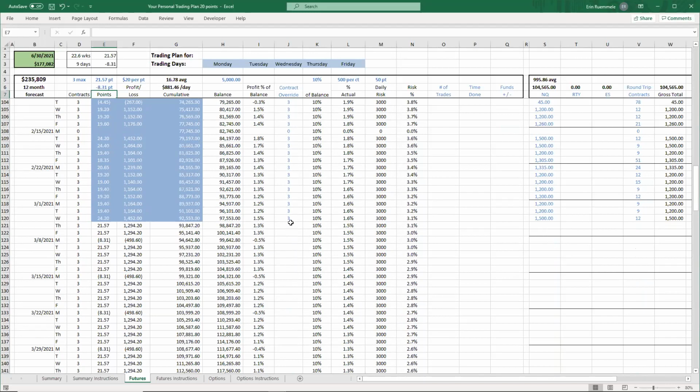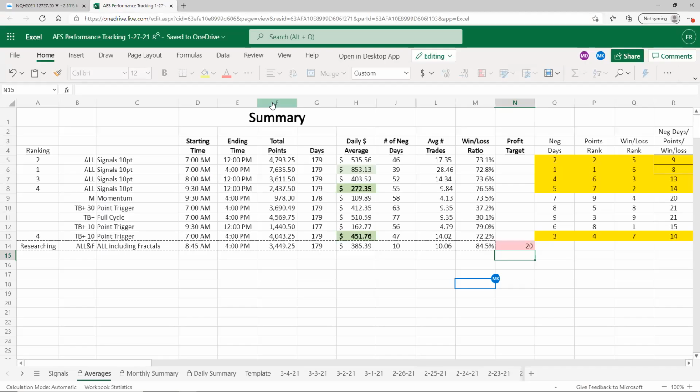This projection is huge in my opinion. So our averages projecting out, again, not taking any more contracts, we've already capped out at our max at 3, projects to $235,000 as our 12-month forecast. Again, starting with a $5,000 balance and only trading until you get to about 20 points or more of profit.